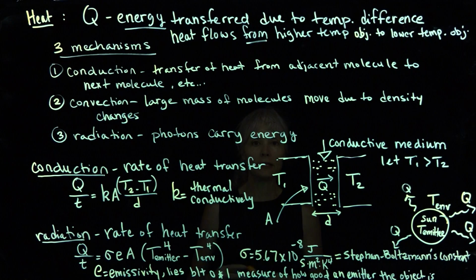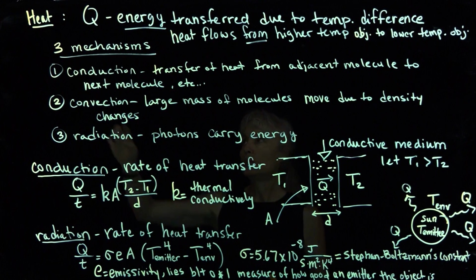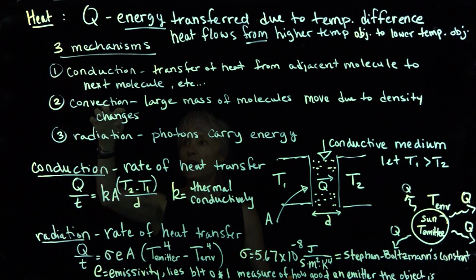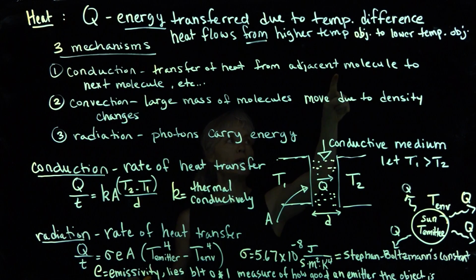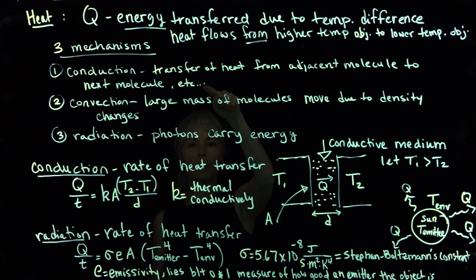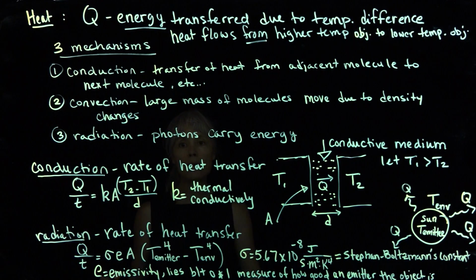There are three mechanisms for heat transfer. Conduction, convection, and radiation are the three ways that heat can flow. So the first, conduction, is the transfer of heat from adjacent molecule to the next molecule, etc. An example of this is if you take a metal rod and you hold one end and you put the other end over a flame.